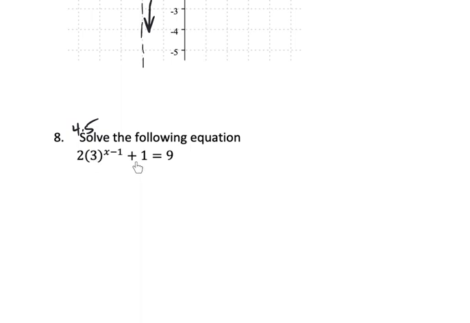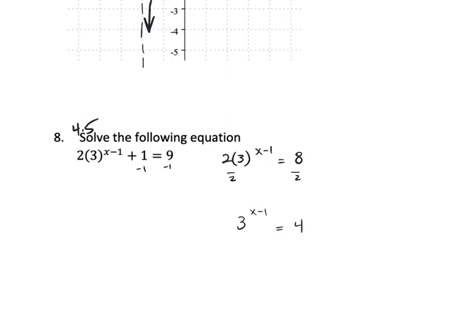So that means we have to get rid of the plus 1 and the 2. So we're going to subtract 1 from both sides. And then we get rid of the 2 by dividing. So we have 3 to the power x minus 1 is equal to 4.